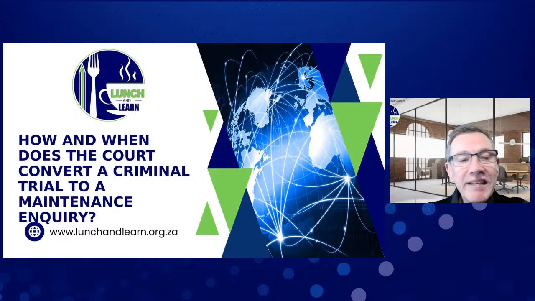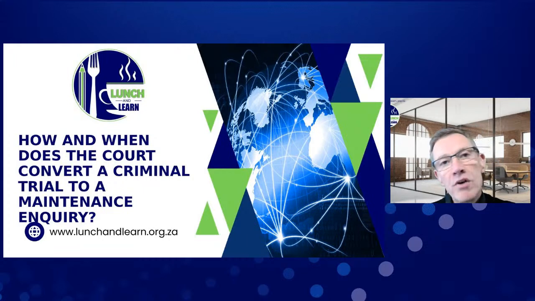And today we will be discussing how and when a criminal court could actually change the criminal proceedings to a maintenance inquiry. And we find that that happens quite often in maintenance situations where a respondent is in default, and then it lands up in the criminal justice system, in the criminal process. And then at one stage, the magistrate or the court converts this whole procedure of the criminal justice system back into a maintenance inquiry.